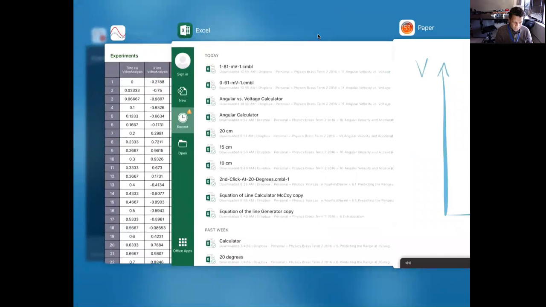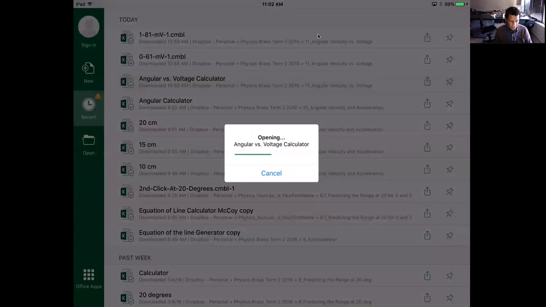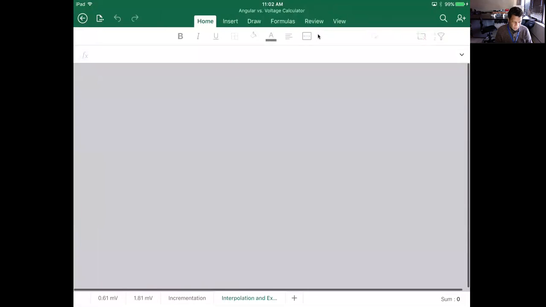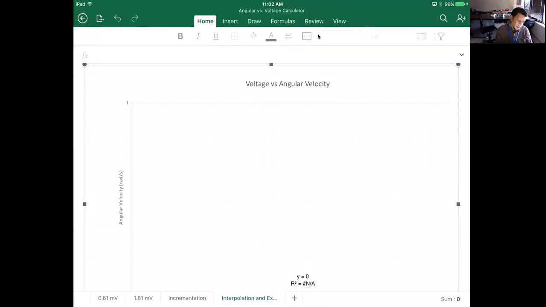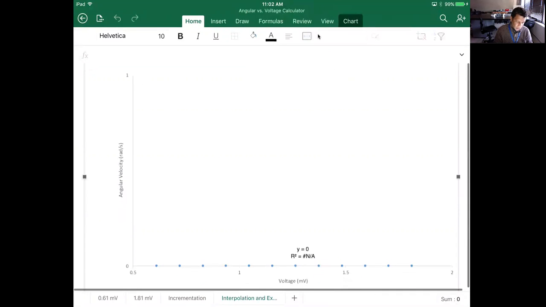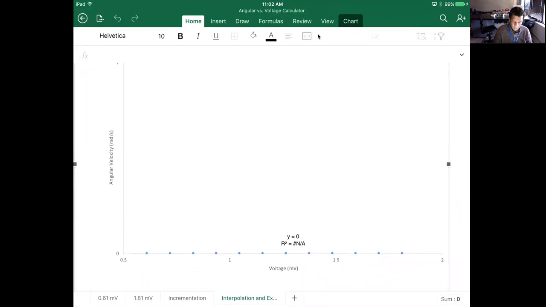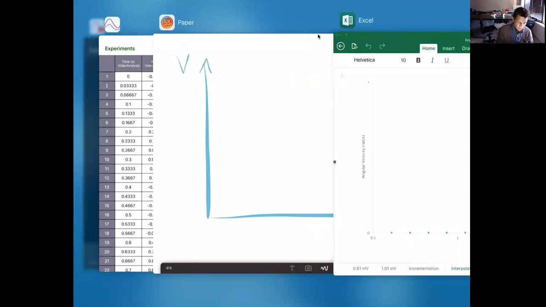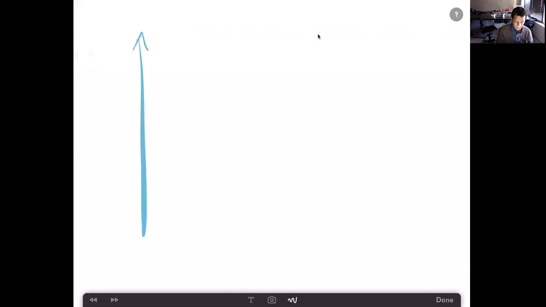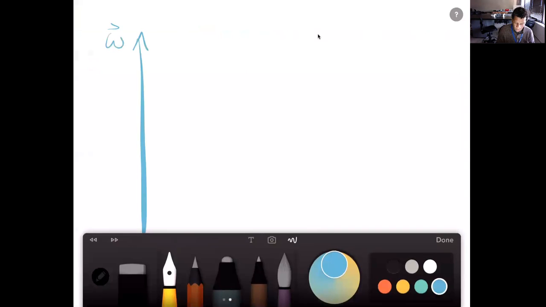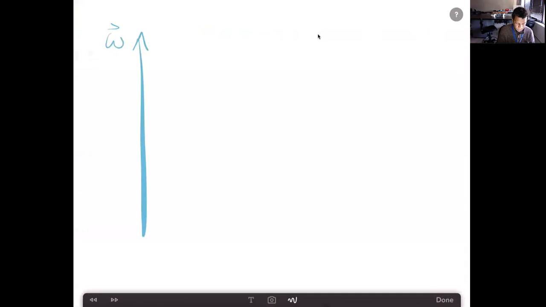If we look at the angle versus voltage calculator, we could see by looking at the graph here. Nope, angular velocity is going to be on the y-axis and voltage is going to be on the x. So let's change that around. So this is going to be angular velocity. We'll just put omega here. And then on this axis, we are going to have voltage.